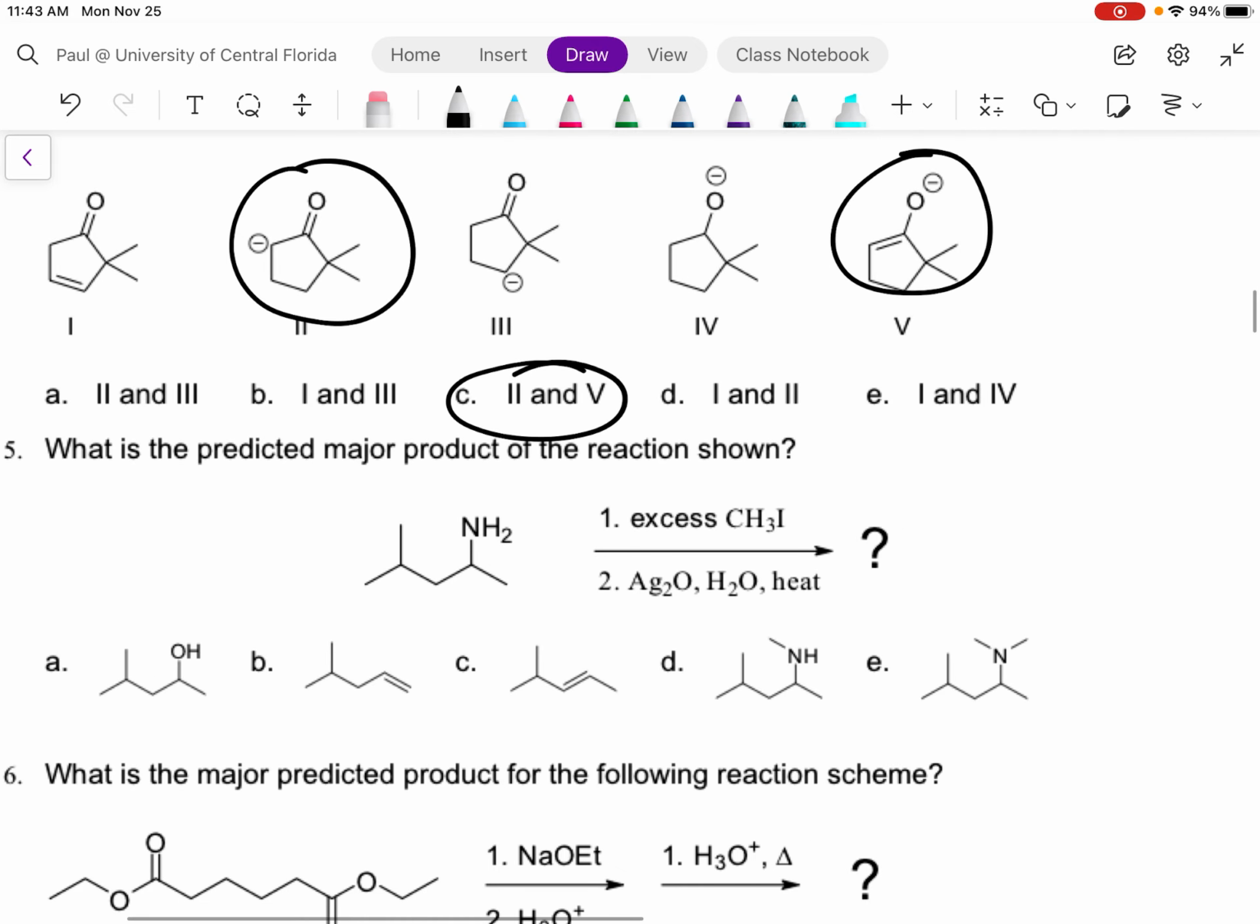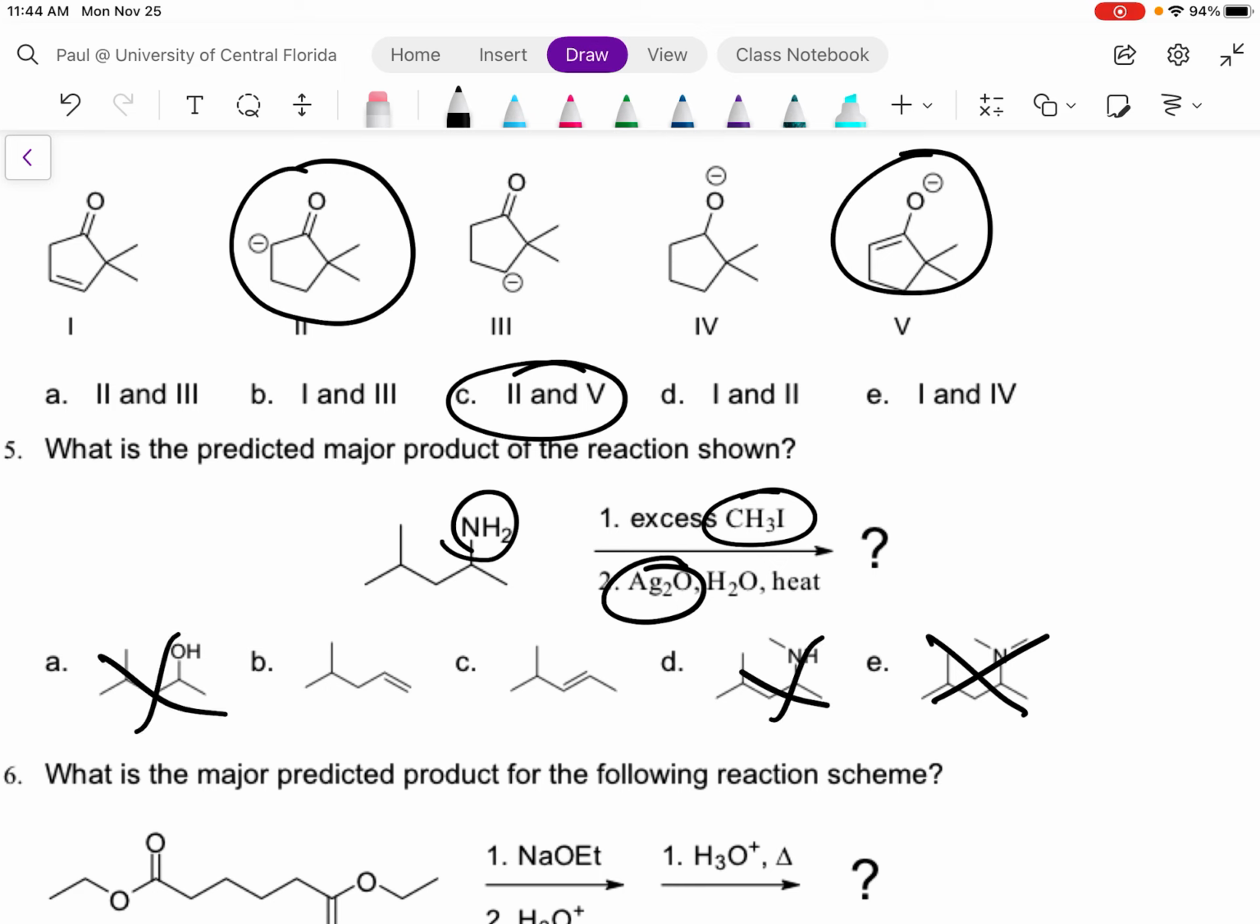So with question 5, what's the predicted major product? Well, here are these reagents here where you have excess of the methyl iodide and silver oxide. You know that, and you have an amine. That's a Hofmann elimination. And so with those conditions, we can eliminate those 3 right off the bat. And then we just have to remember that, hey, we're going to have an elimination product. Are we going to have the Zaitsev product or the Hofmann product?